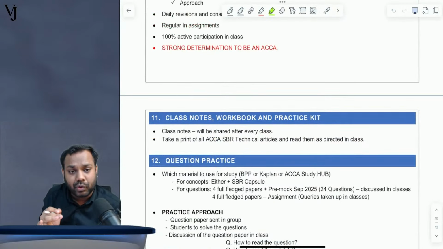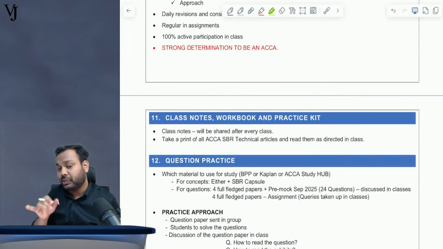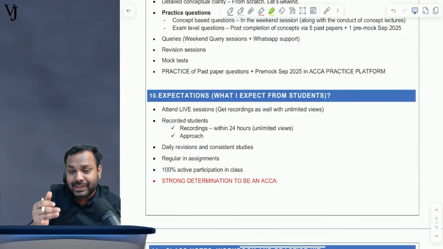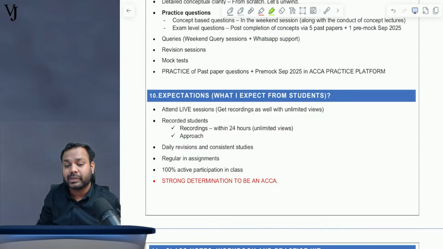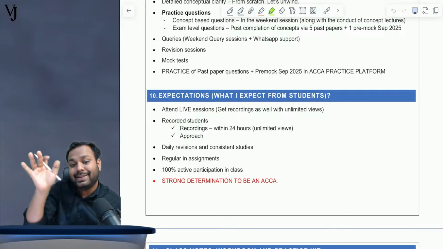Students have scored rank also using this strategy. And even the ACCA examining team also recommends us to follow this strategy itself.